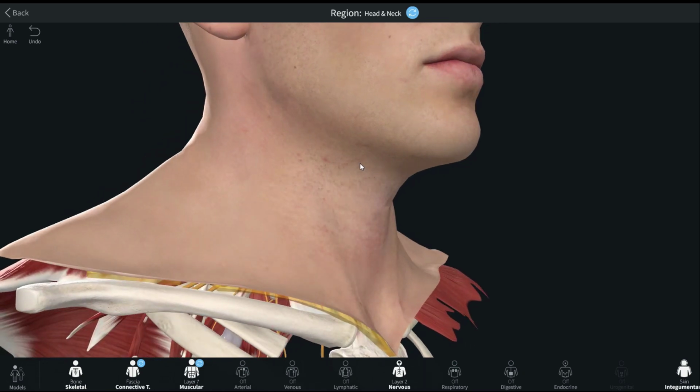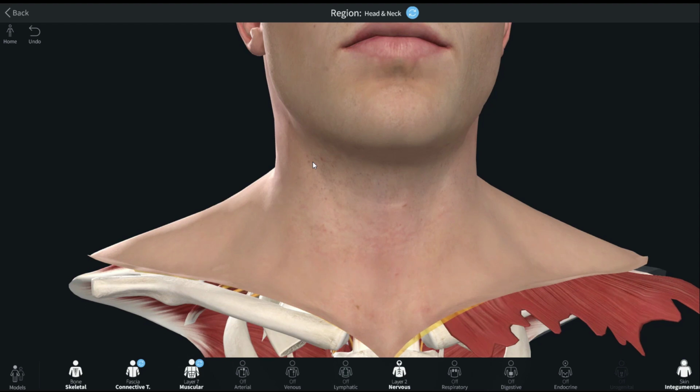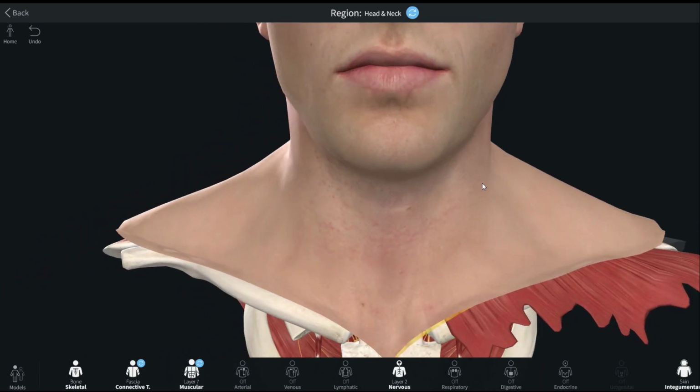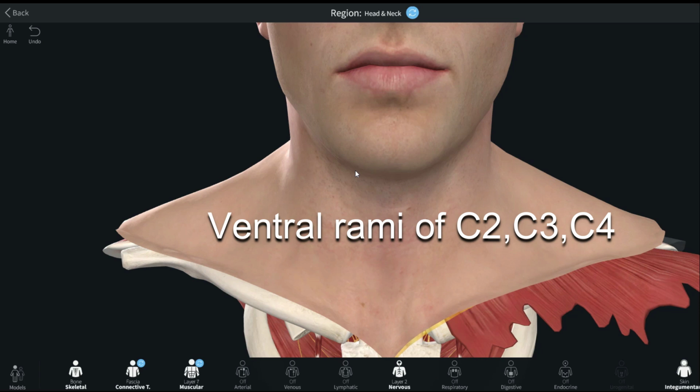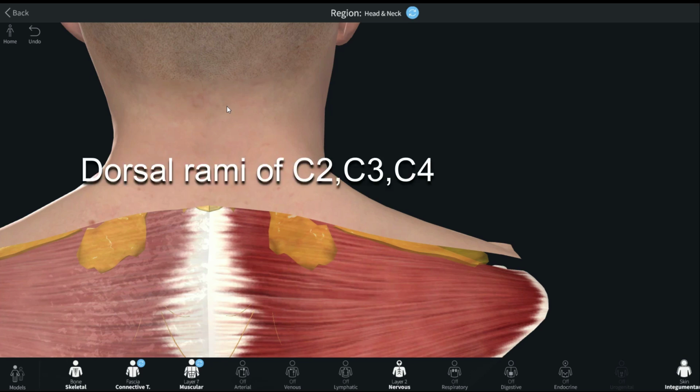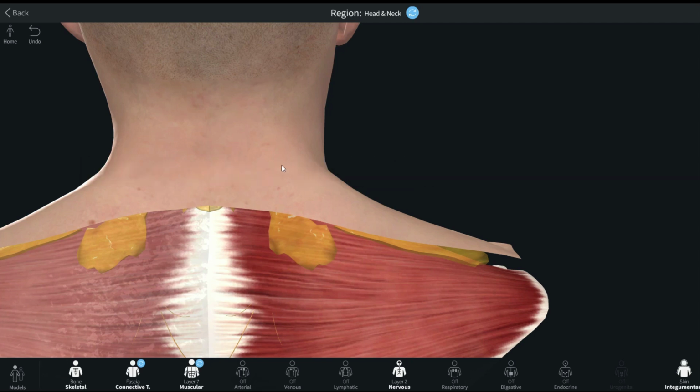However, there is a catch to this. What is the catch? See, when I say that C2 to C4, these segments are actually supplying the skin of the neck, I'm overgeneralizing the fact as to what parts of the neck they are supplying. What I mean by this statement is that the anterolateral regions of the neck, that is the front of the neck, roughly speaking, are supplied by the ventral rami of C2, C3, and C4, whereas the posterior parts of the neck are supplied by the dorsal rami of C2, C3, and C4. Okay, and that is pretty self-explanatory, because this is the dorsal part of the body as well, and this is the ventral part of the body.